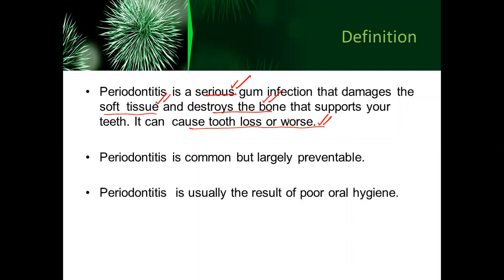If you think of it, it's just what we've been saying, that it is an extreme form of gingivitis. It goes and affects the gum, the other tissues, and even the bone. Periodontitis is common, but it is largely preventable. It is usually the result of very poor oral hygiene. For you to get to periodontitis, you must be significantly careless, or have just decided to let your oral hygiene become very poor.